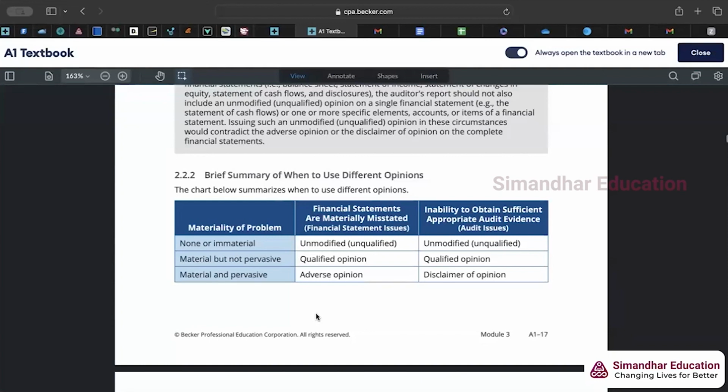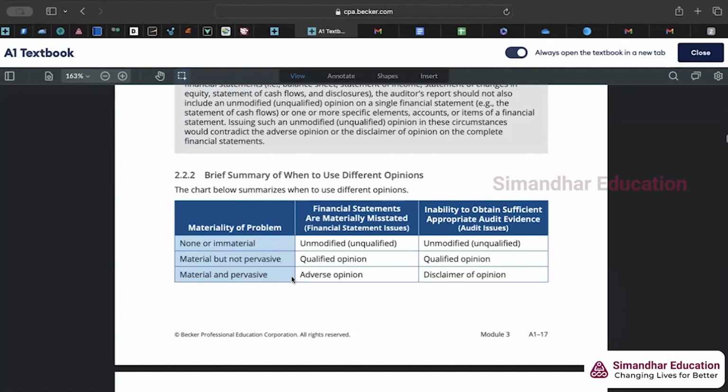If you have both issues, in your opinion paragraph, if it's material but not pervasive, it's still going to be a qualified opinion. You're going to give two paragraphs stating one, this is a financial statement issue. Second, it is an audit issue. We're good. Material and pervasive impact, you have two different types of opinions.